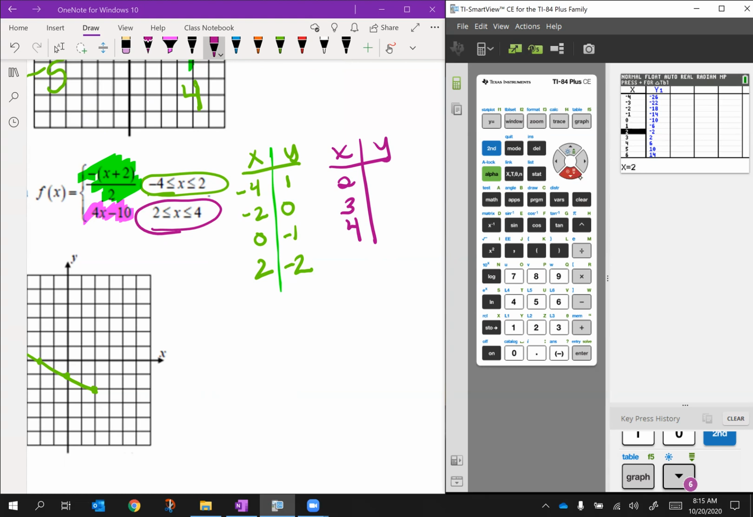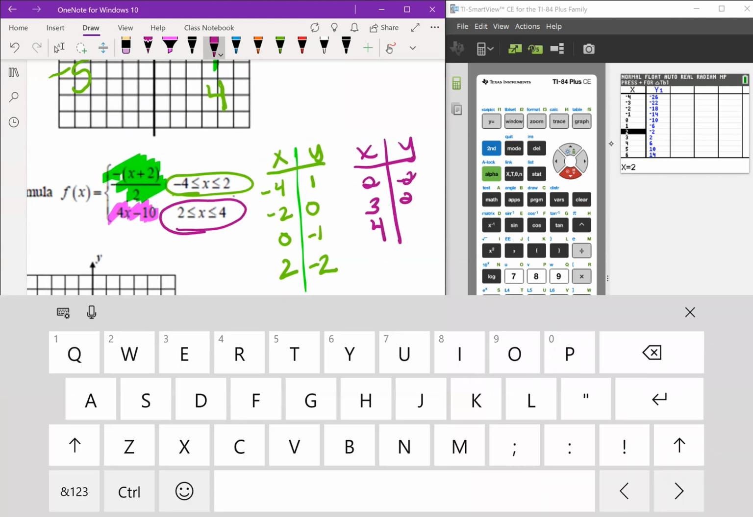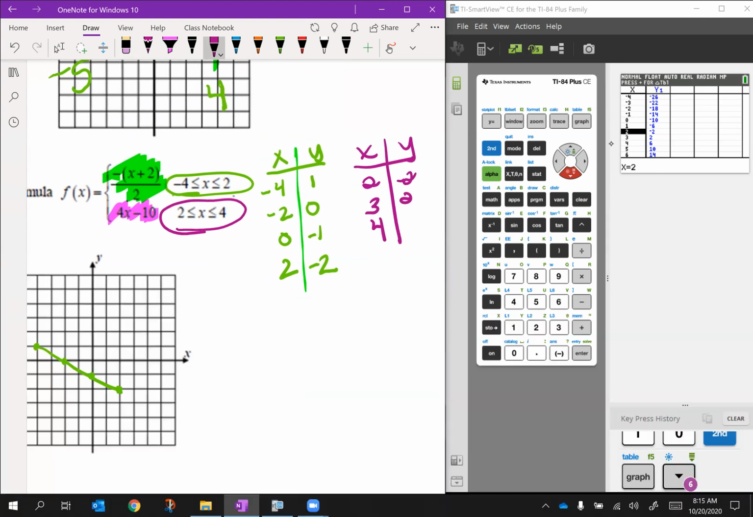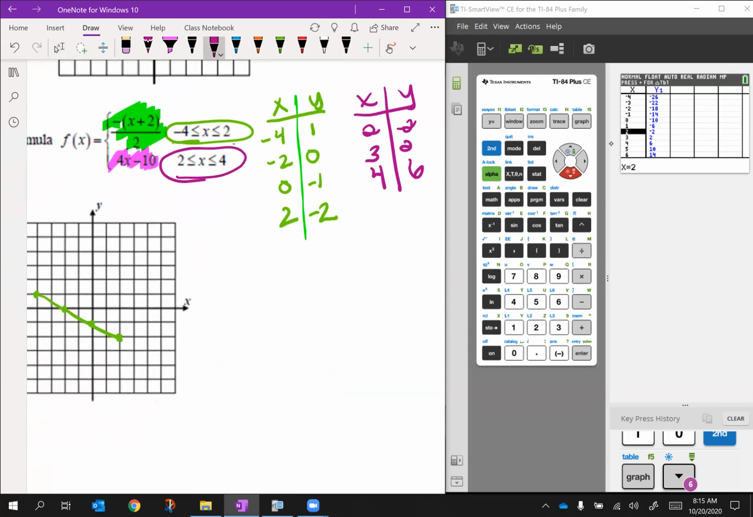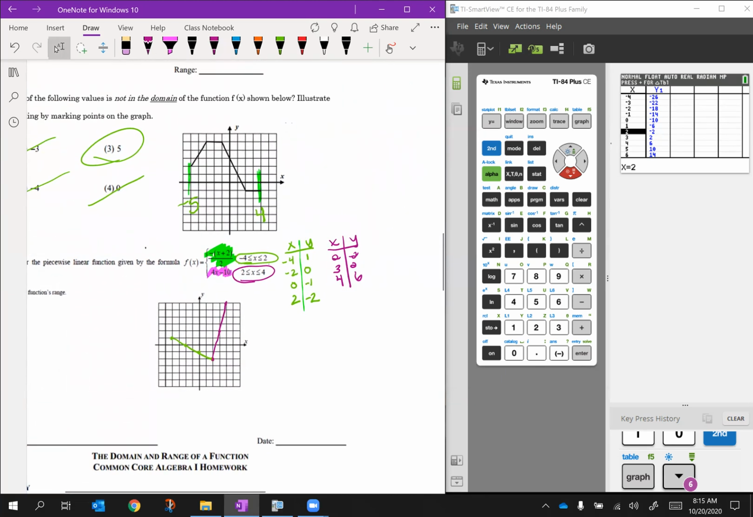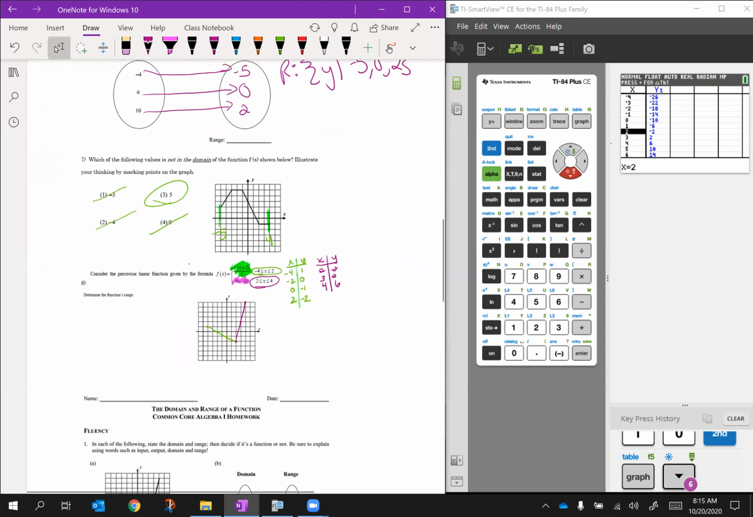Second table, I want the values 2, 3, and 4. So at 2, it's -2. At 3, it's 2. And at 4, it's 6. So these are the values I'm graphing. 2, -2, 3, 2, and then 4, 6. So just from here to here. And that's how you graph that piecewise function. So it's two graphs on the same set of axes.